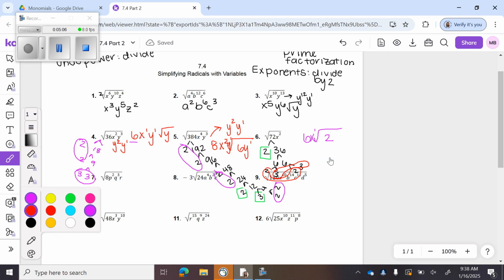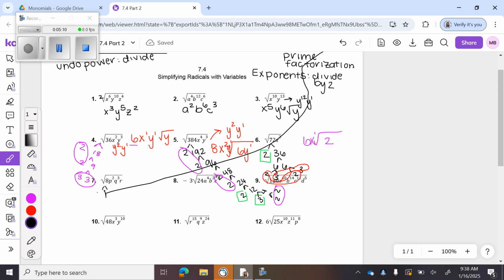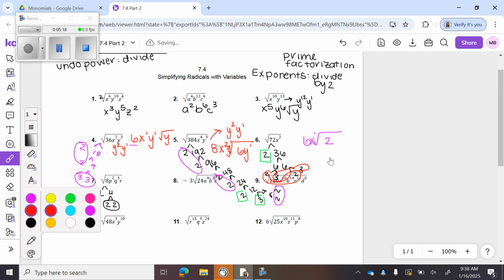All right, number 7, I got to break down this 8. I'm going to do 2 and 4. I knew that was going to happen. And then I'm going to do 2 and 2. I'm going to circle my pairs. Okay, this 2 did not break down, so he's going to stay on the inside. This 2 got paired up, so he's going to come on the outside.